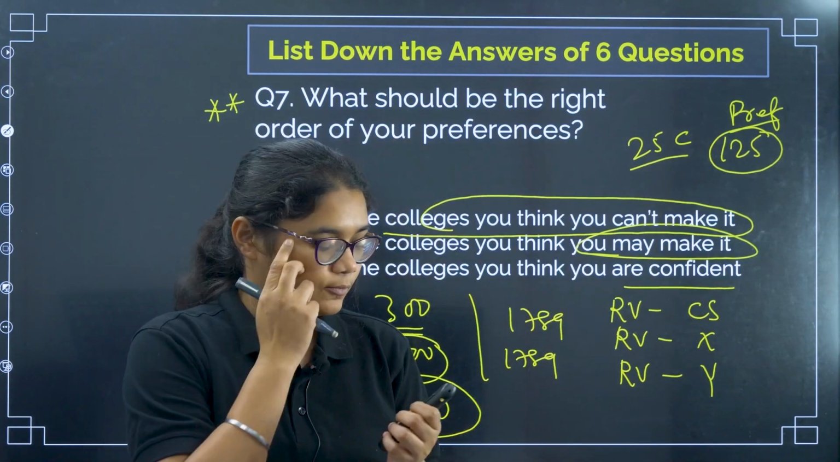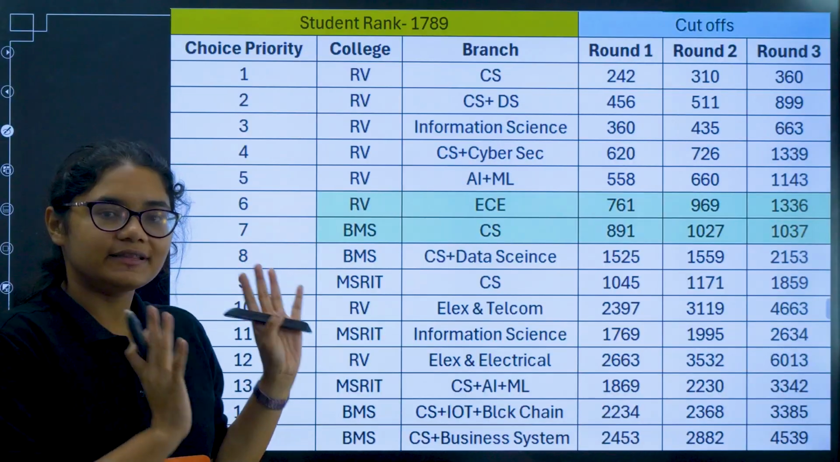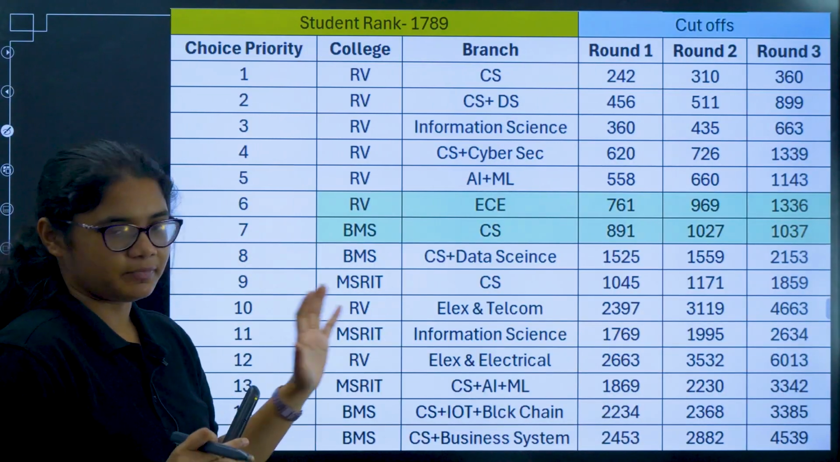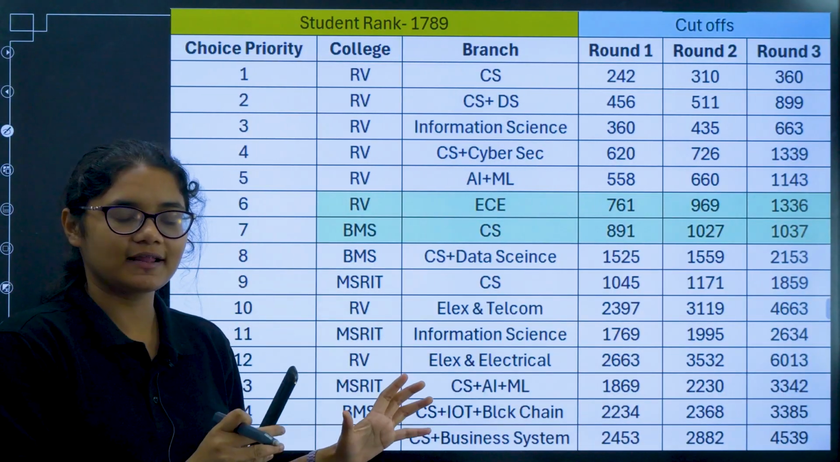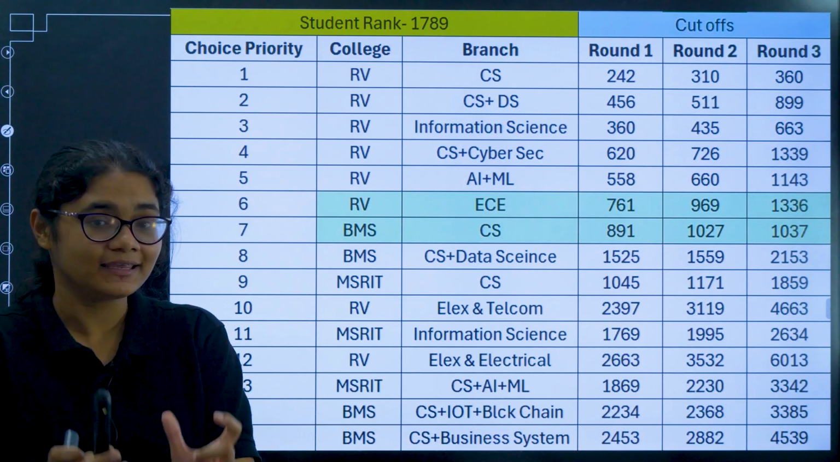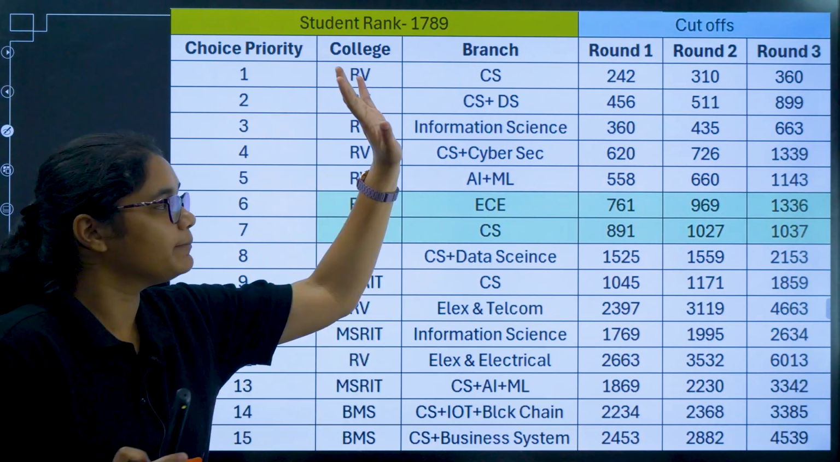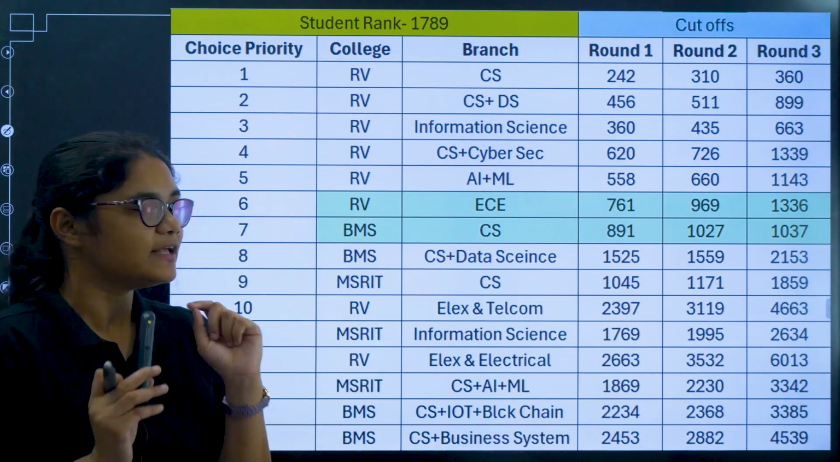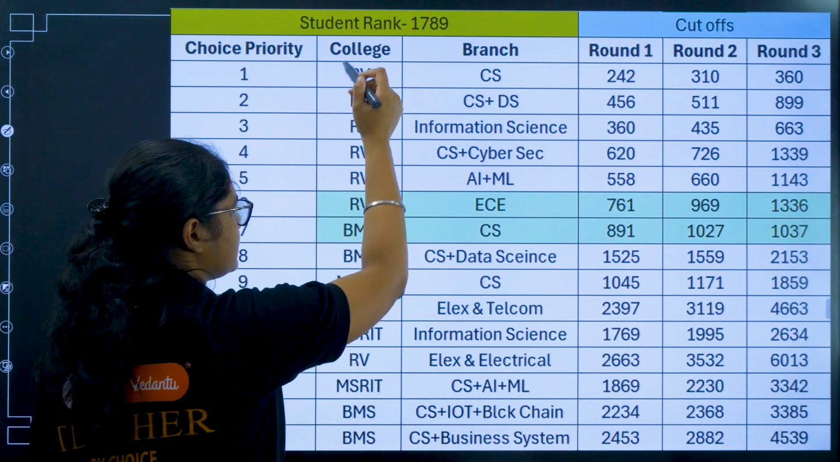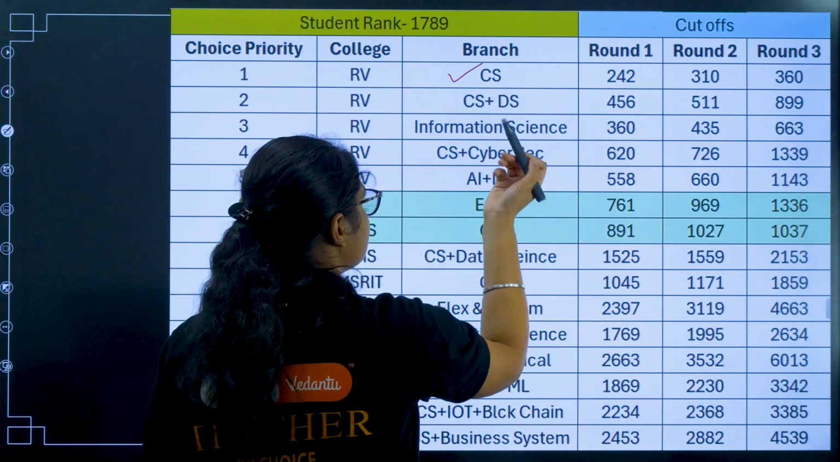Now we'll give an example. This is a preference list that I have prepared. Let us try to understand how KEA is going to allot you a seat based on your preference list. You see, I have written these RV colleges and the branches I am interested in.